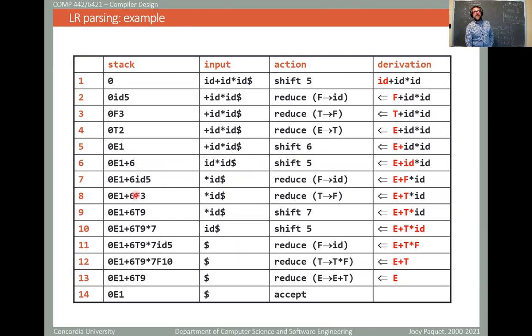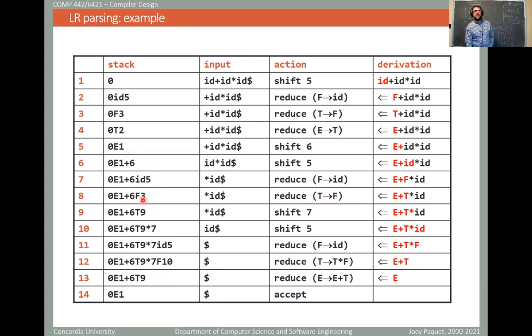I'm now in state 6. I push the F. I go into my go-to table 6F. I will find 3, which I push onto the stack. Then I go in the table again, other iteration, 3 star. I will find reduce T gives F.